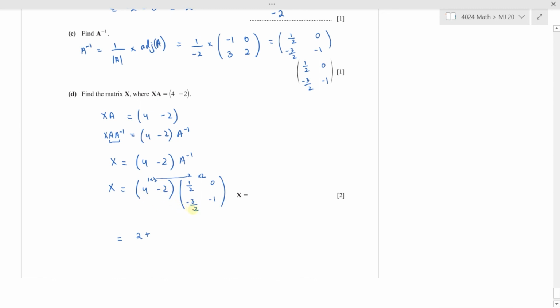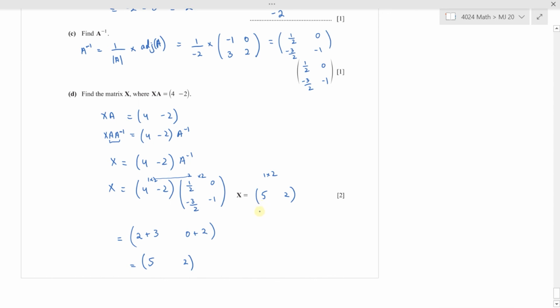So minus 2 into minus 3 by 2 will be plus 3. And then you will multiply this row with this column. 4 times 0 is 0. Minus 2 times minus 1 is simply 2. So you will have 5 and 2. So this will be 5 and 2, which is a 1 by 2 matrix that we found out first. So this will be your value of X.